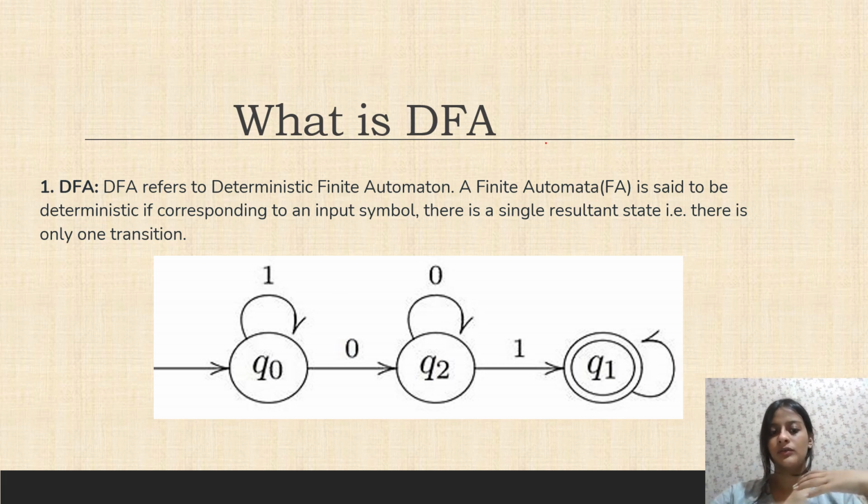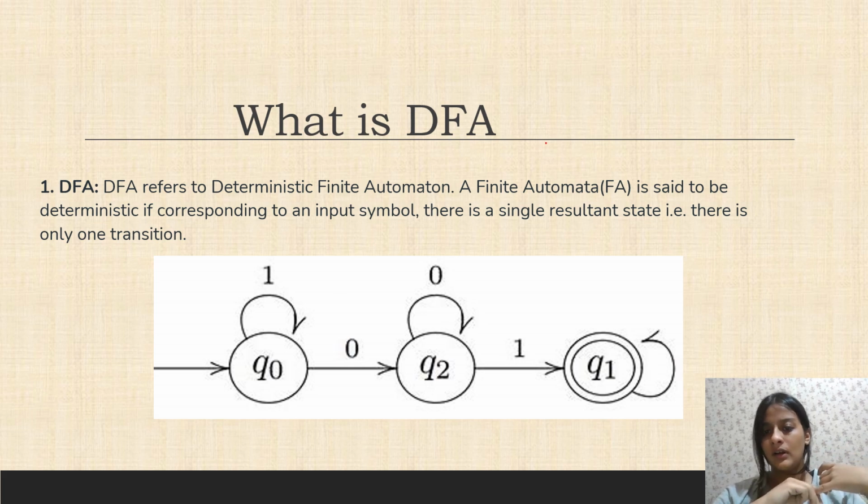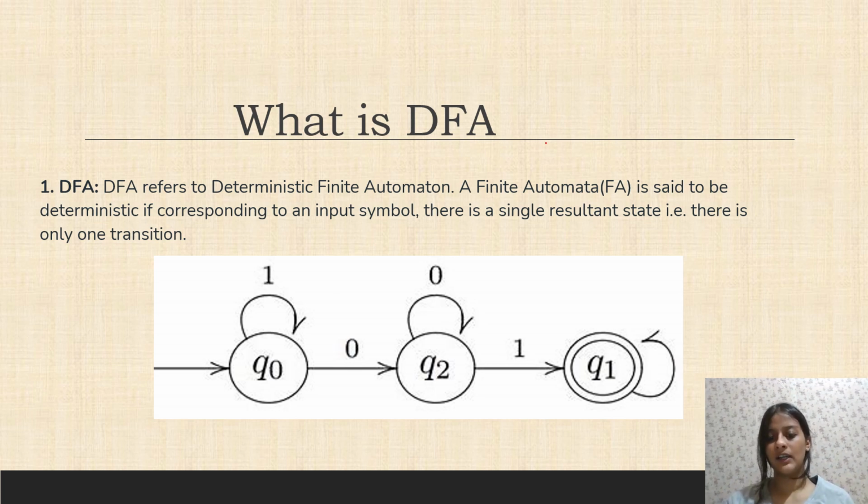The DFA refers to a deterministic finite automaton. A finite automaton, FA as we call it, is said to be deterministic if, corresponding to an input symbol, there is a single resultant state and only one transition. A DFA contains many states, but it will surely contain one start state. We denote the start state by putting an arrow at the beginning, so we know that this is the start state. The final state, whichever it is, we mark with a double circle, as you can see over here.